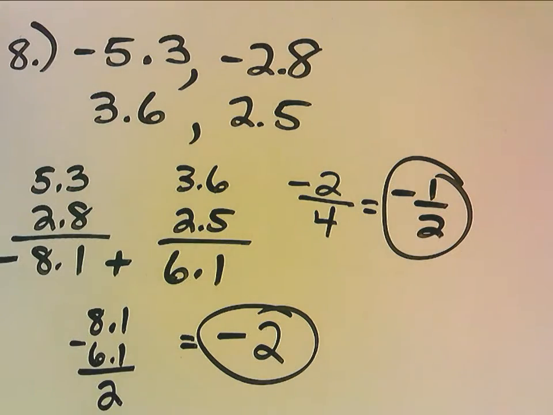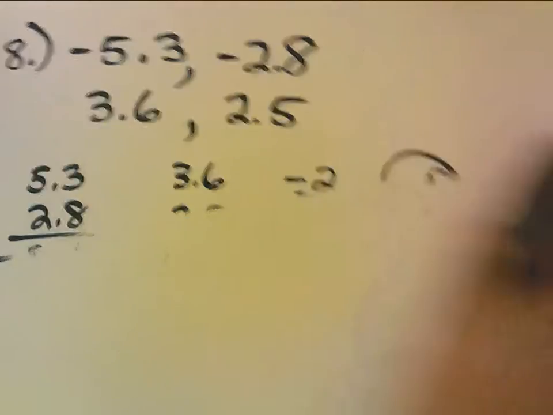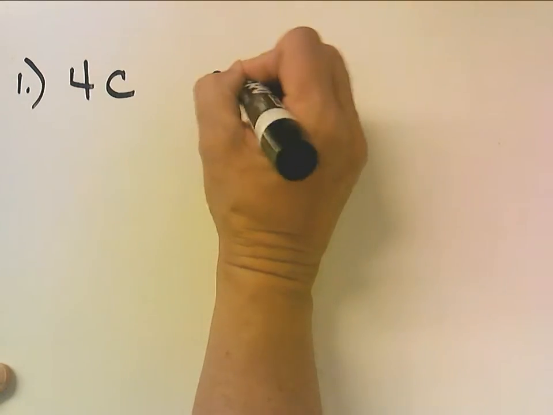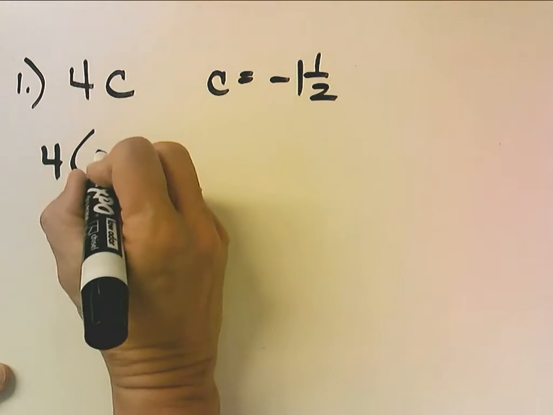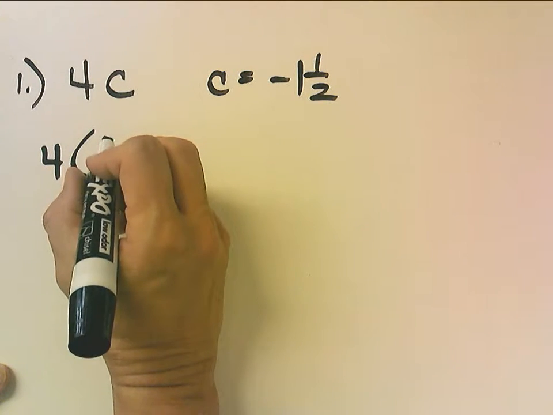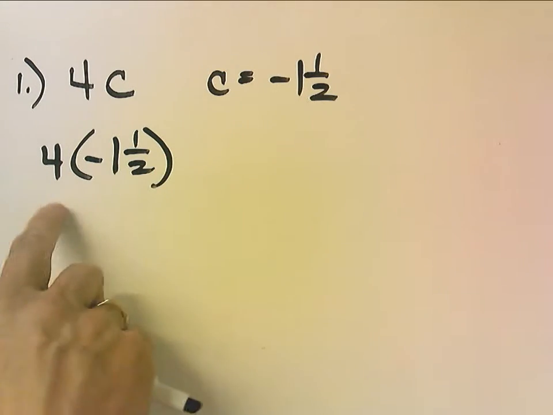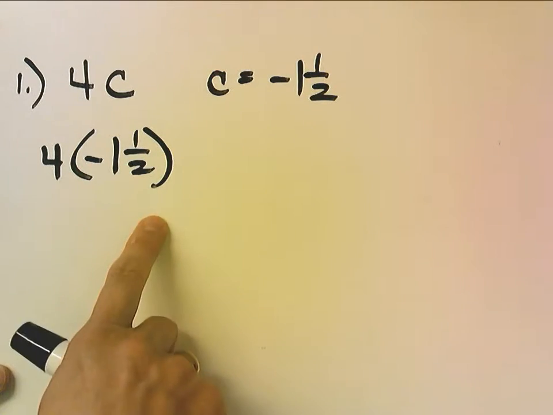Now, let's turn to page 47. Now, 47 has you evaluate. It has you plug in numbers. So let's look at number 1, 4C. C equals negative 1 1/2. The most common mistake people make when evaluating here is they plug in the wrong number. So let's be careful that C really is negative 1 1/2.